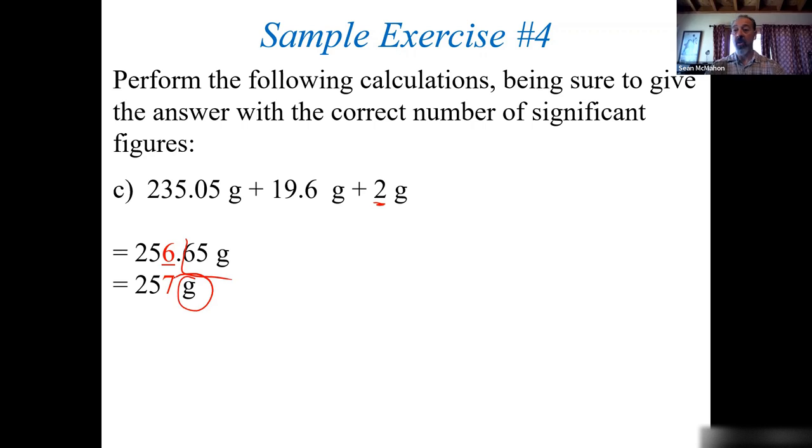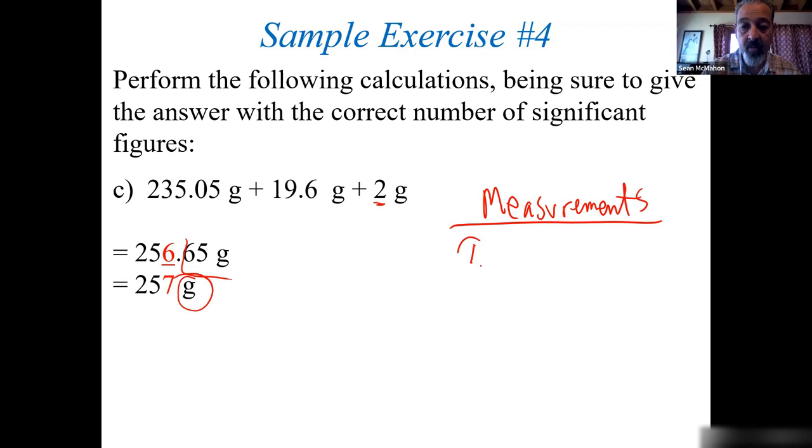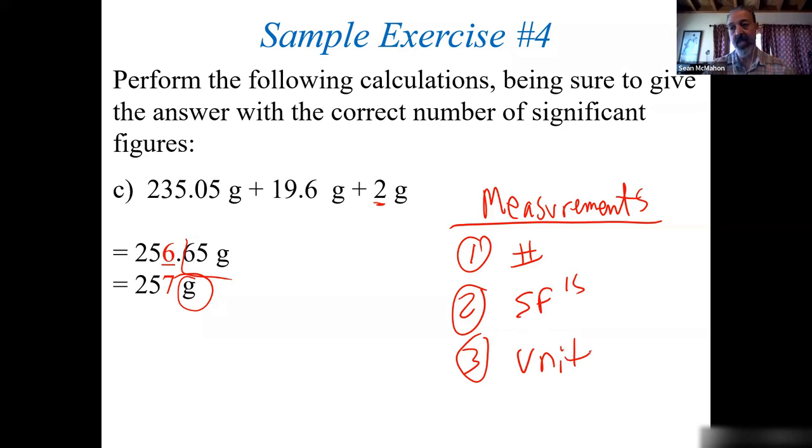Oh, and so really with all our calculations and measurements, there's 3 things you have to know. There's 3 things for all measurements, so all your measurements. There's 3 things. 1, the number. 2, the correct sig figs. And 3, not last, the unit. Need it.